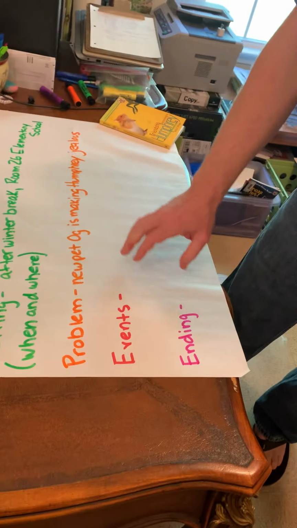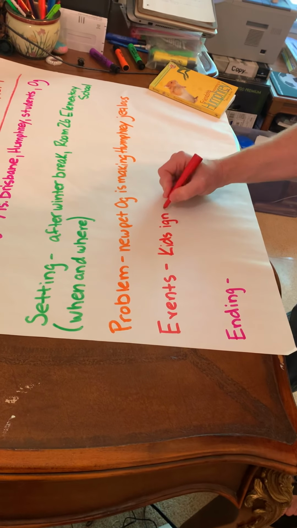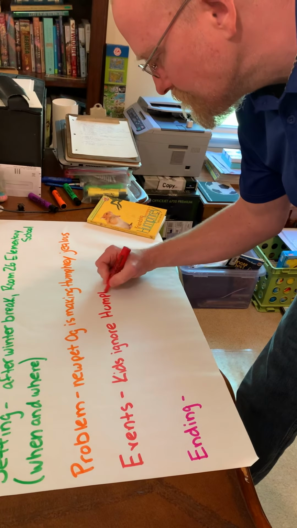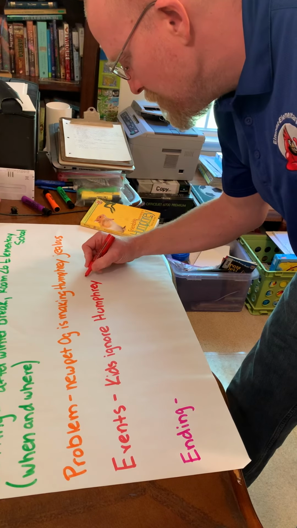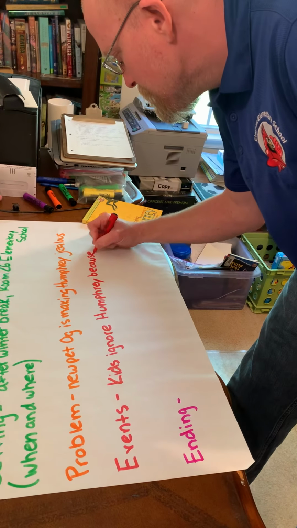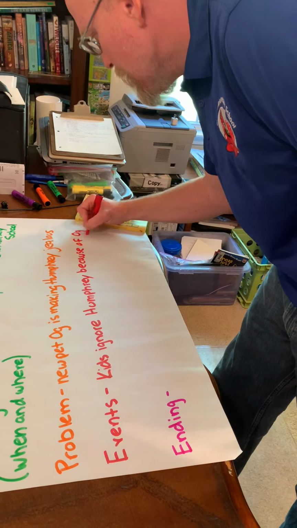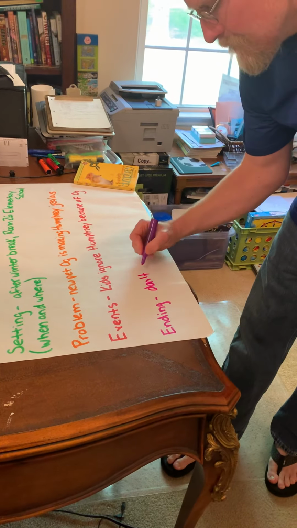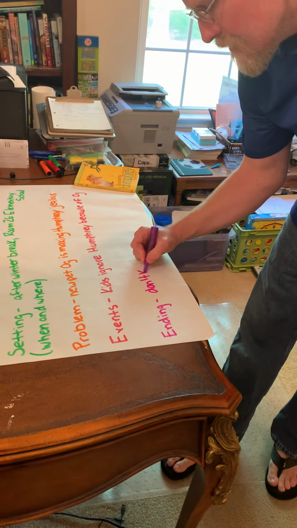Events. Kids ignore. Can anybody tell me what the word ignore means? That's right. It means they're not paying attention. Kids ignore Humphrey because of Og. Now, since we did our five-finger retell from chapter 1 of a 12 or 13 chapter book, we're not going to really have an ending to it yet. So I'm just going to write for ending, don't know yet.